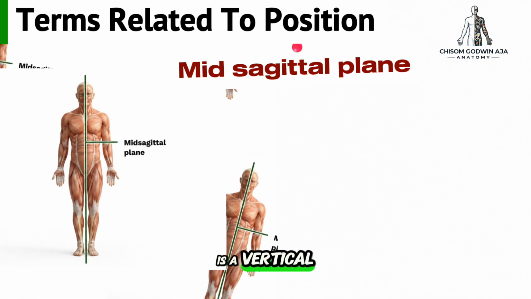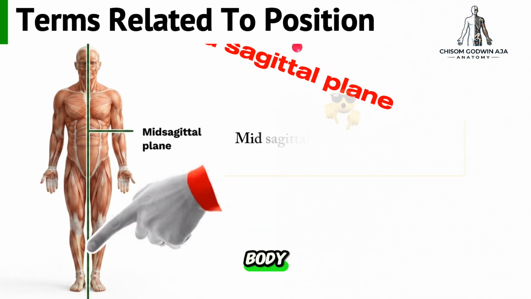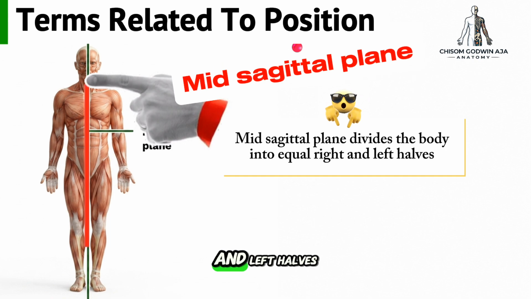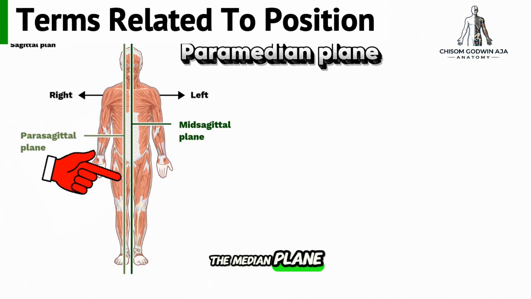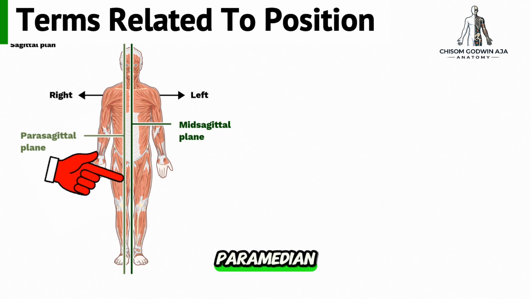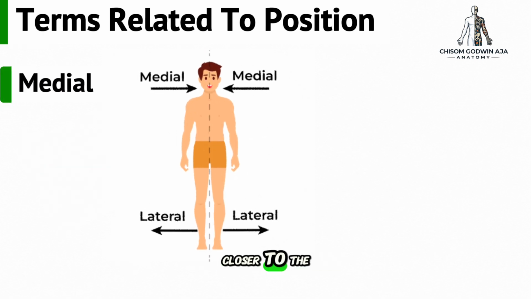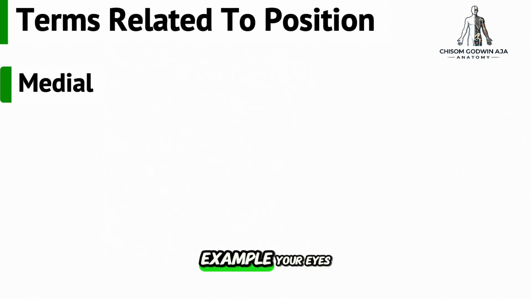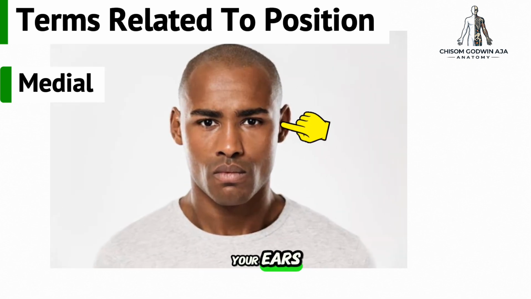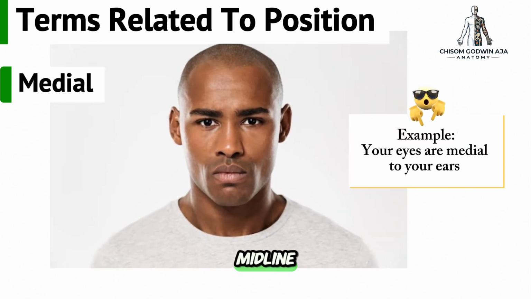Mid-sagittal plane is a vertical plane passing through the center of the body, dividing the body into equal right and left halves. Planes situated to one or the other side of the median plane and parallel to it are termed paramedian. A structure situated closer to the median plane of the body than another is said to be medial to the other. Example, your eyes are medial to your ears. It shows that your eyes are closer to the midline.